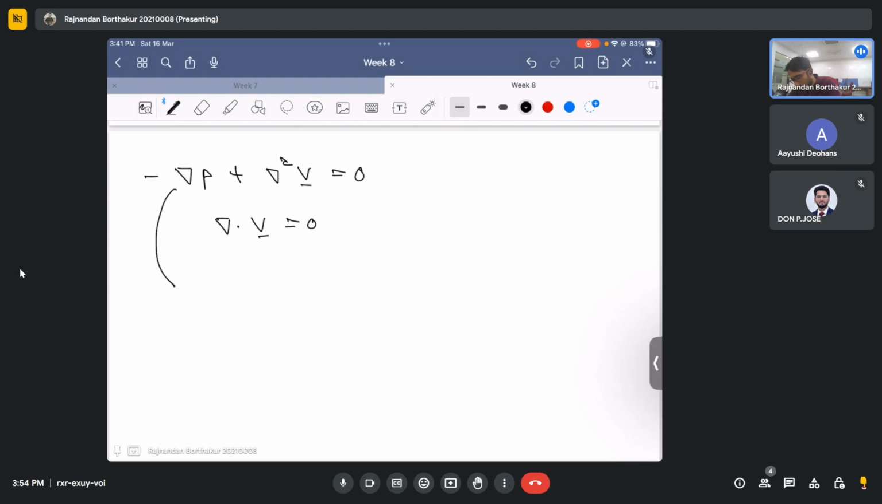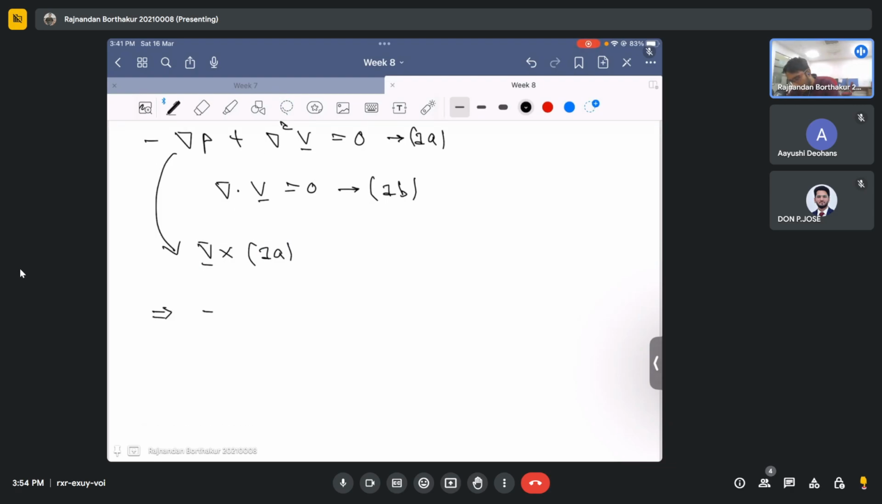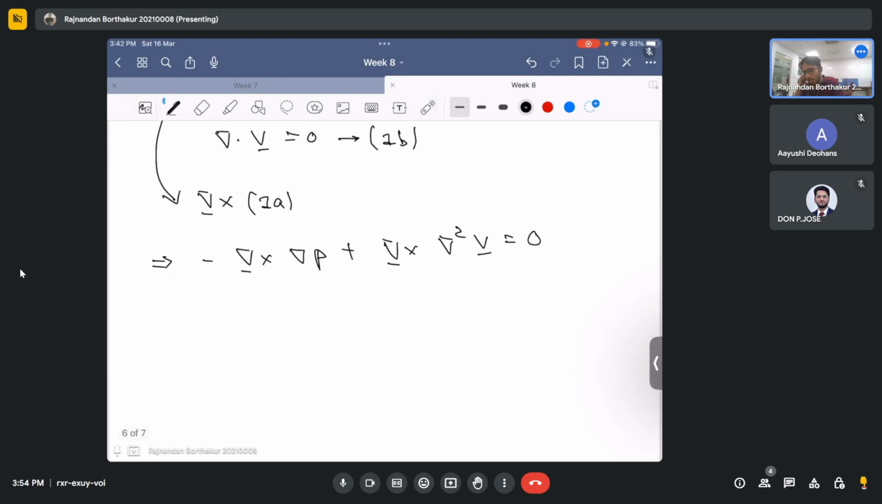But before that, let's do one thing. Let's say this is equation 1a and this is equation 1b. If I take a curl of equation 1a, what do I get? I get minus curl of grad p plus curl of del square v, and this is equal to 0. Can you tell me what this would be?